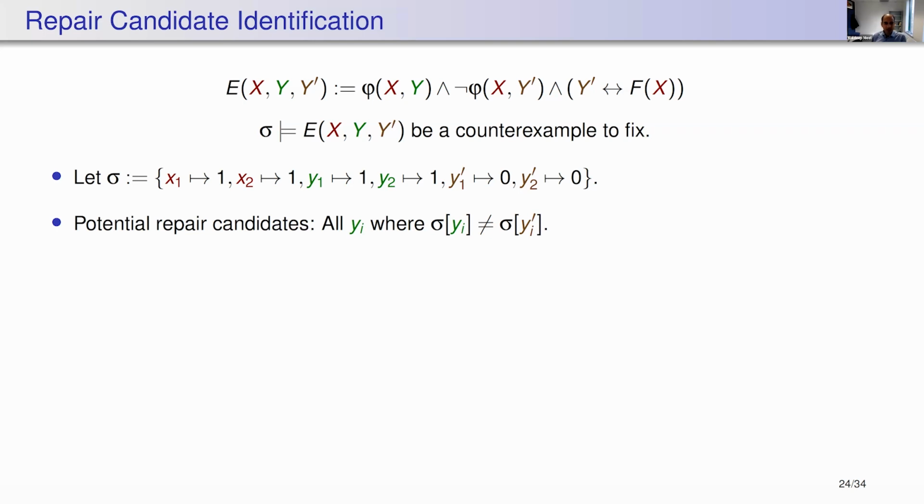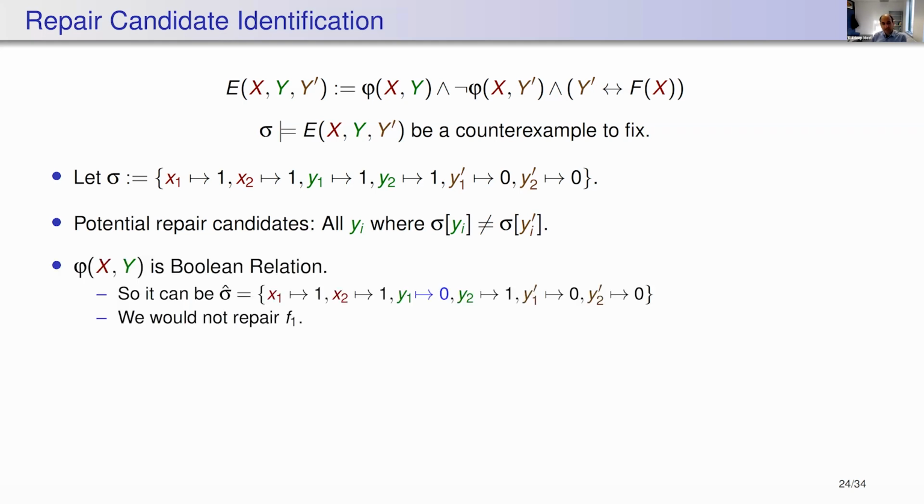So what are all the functions we should be trying to repair? First, it looks like we should be repairing all the cases where yi and yi prime don't agree. But it turns out, remember, phi is a relation, not a function. So it could be the case that when x1 and x2 are 1, 1, we could satisfy phi by assigning y1 to 0 and y2 to 1. And suppose we knew that was possible, then we would not go on to repair f1, the function corresponding to y1.